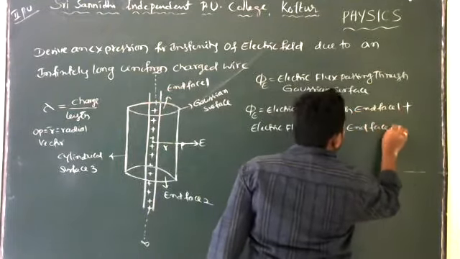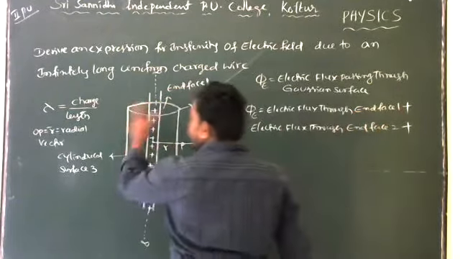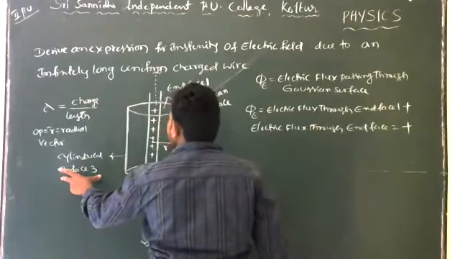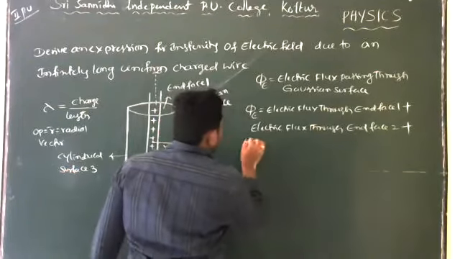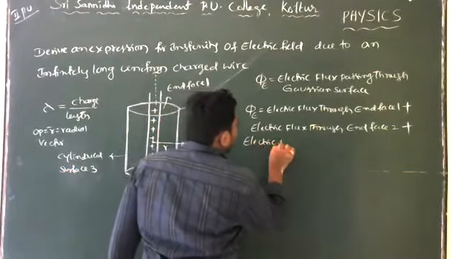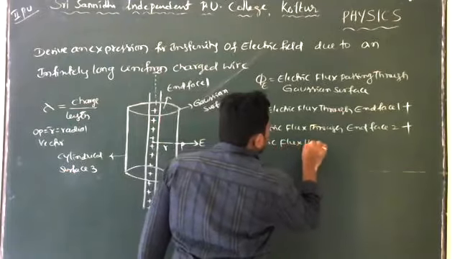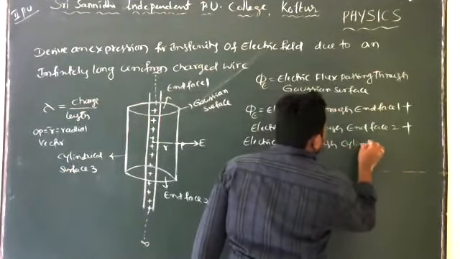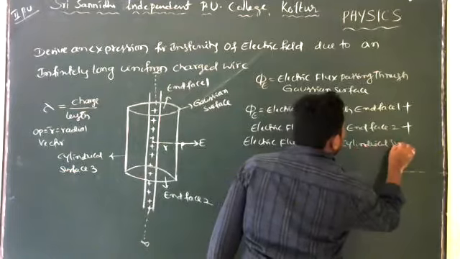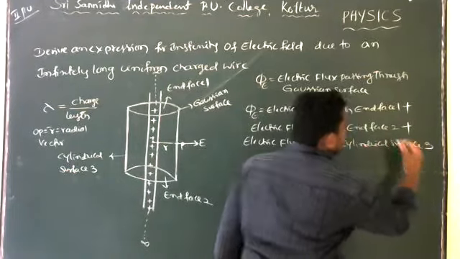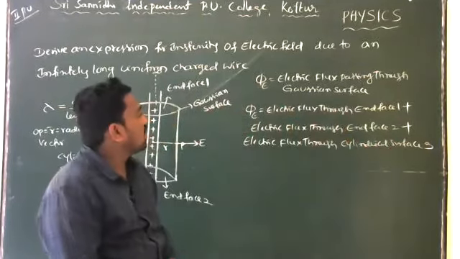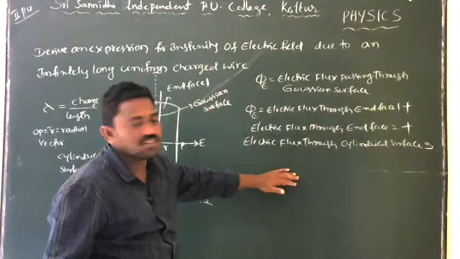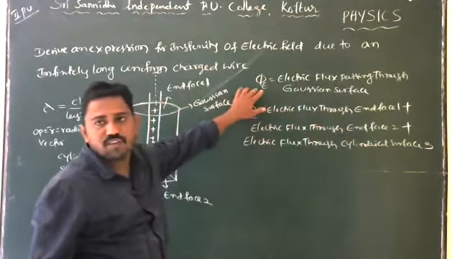So end face 2 plus electric flux through cylindrical surface 3. Okay. So electric flux through cylindrical surface 3. Okay. So now calculate these three surfaces. So that is the total flux.